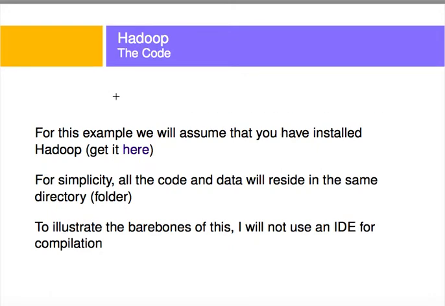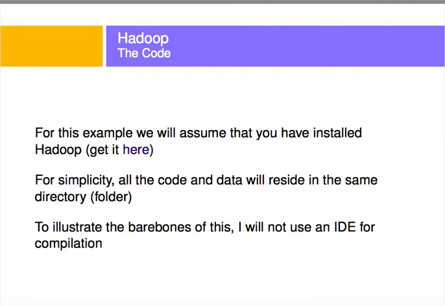I will assume that you have installed Hadoop. If not, you can get it at the Apache Foundation. For simplicity, all the code and data will reside in the same directory or folder. So I'm not going to assume that there's a file in a different cluster, in a different computer or a node, and so on and so forth. And I will not use an IDE for compilation. I'm going to use the command line. I just want to illustrate the bare bones. And this is how it goes.